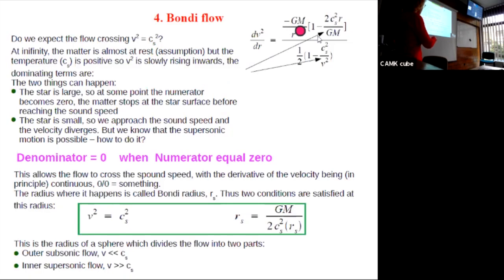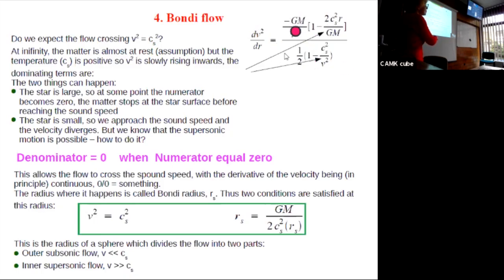So usually two situations can happen, because the numerator also may vanish at some point. It may vanish before we reach the sound speed, and then the velocity will become zero and the flow will stop. But for that, the star would have to be enormous, really. On the other hand, most frequently, this will become zero first, and then the change of the velocity is infinite and further integration does not have any meaning. So we are stuck.